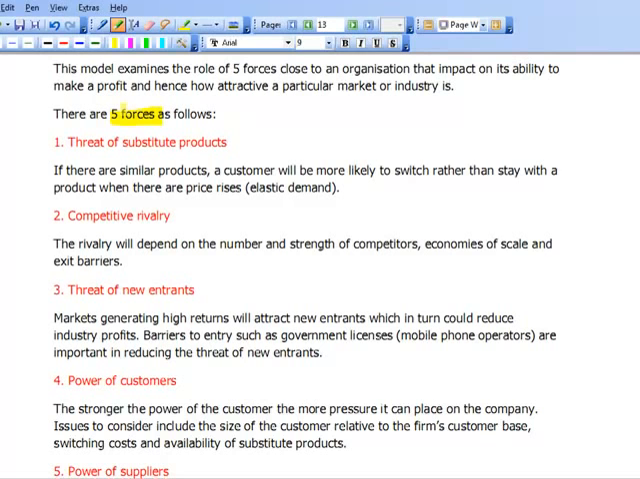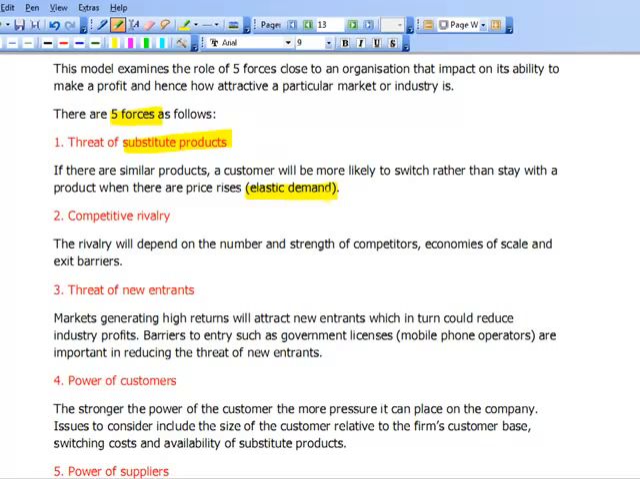First one we're going to look at is the threat of substitute products. Now, if there are similar products, then obviously a customer is more likely to switch to that other product rather than stay with the product when their price rises. This is a classic case of elastic demand. If there are very limited substitute products, then we have inelastic demand, and when the price rises, it's difficult for the customer to switch to a substitute product because there aren't that many substitute products. So the threat of substitute products will depend on how many substitute products there are.